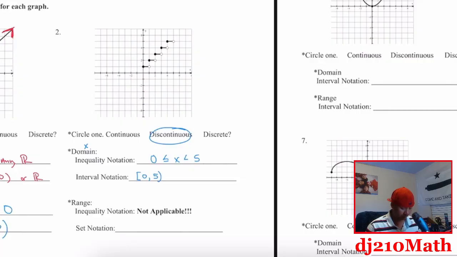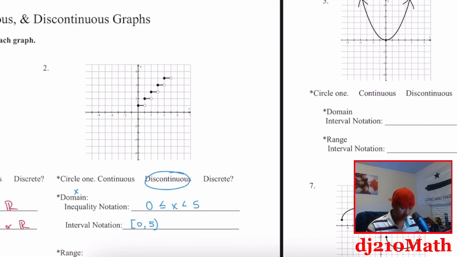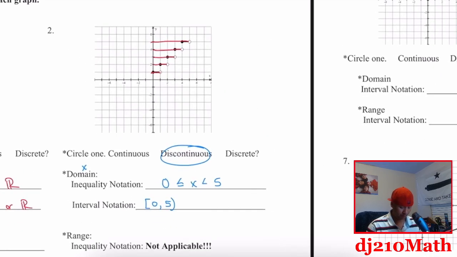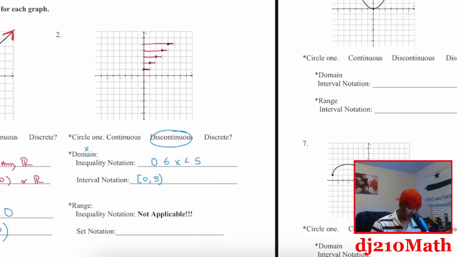All right, in terms of range, right, we're saying what values of y are being used. Well, 1, 2, 3, 4, 5. Only 1, 2, 3, 4, and 5. And it's in set notation. So curly bracket, 1, 2, 3, 4, 5. Yeah, step function. That's a fun one.